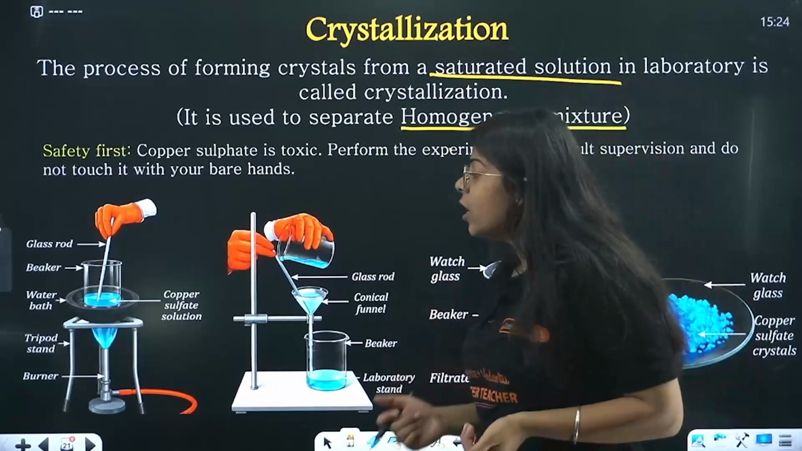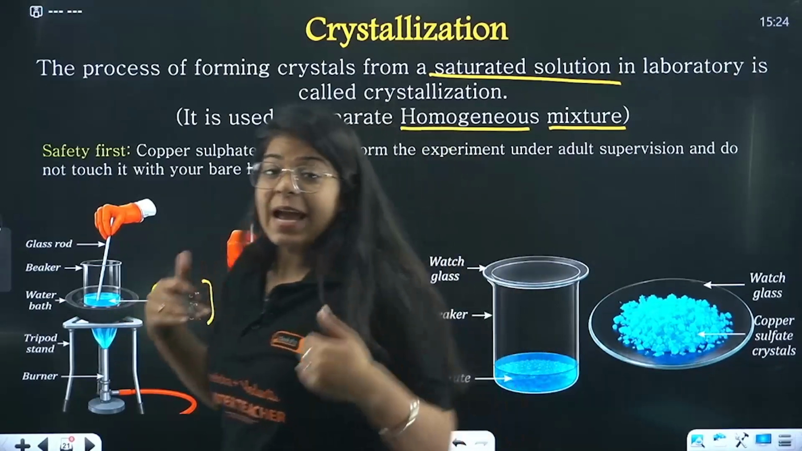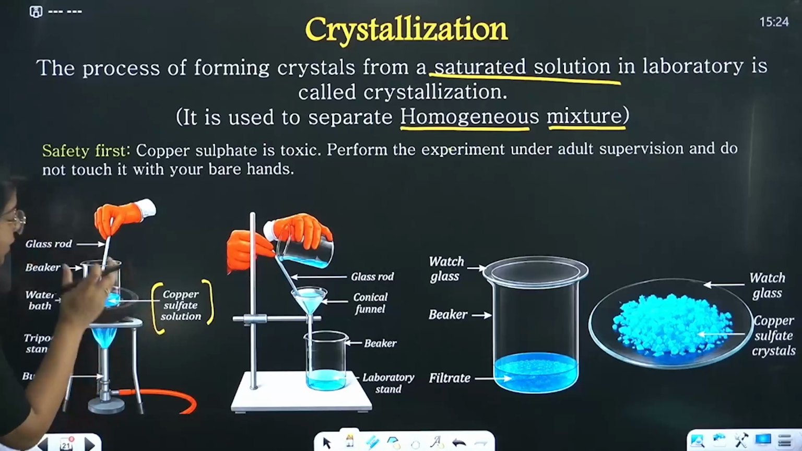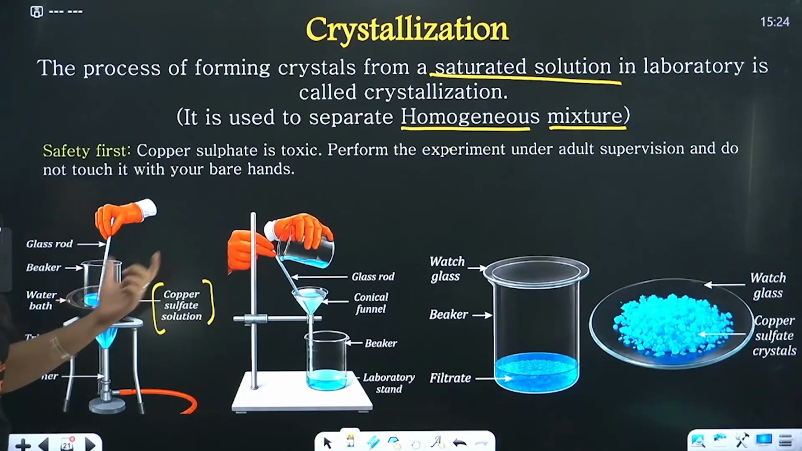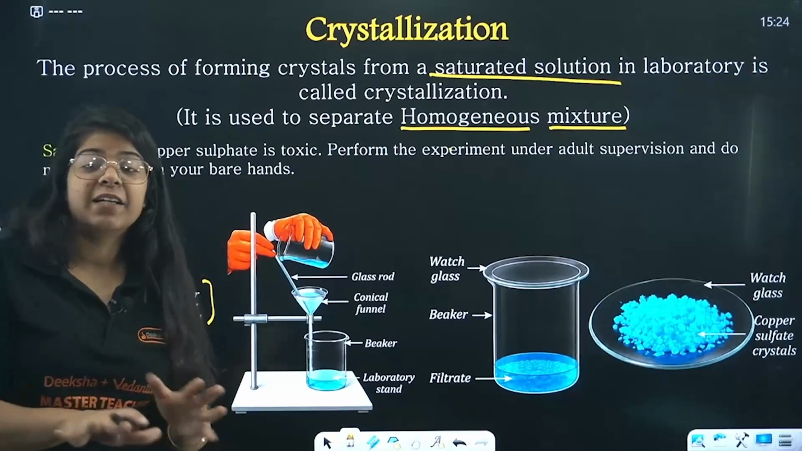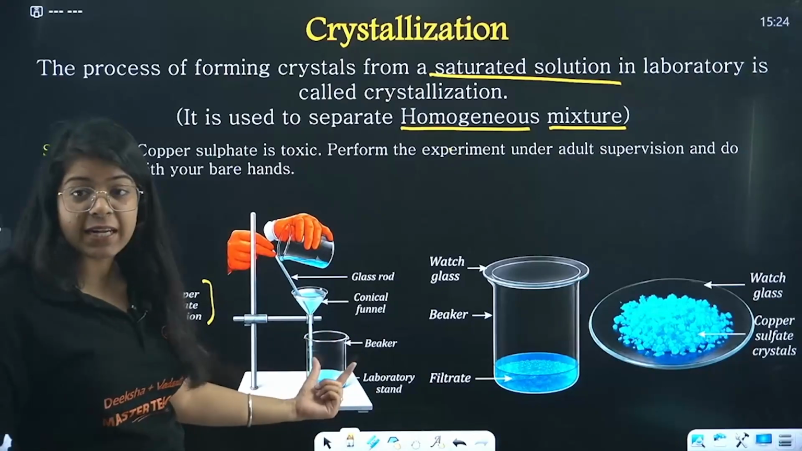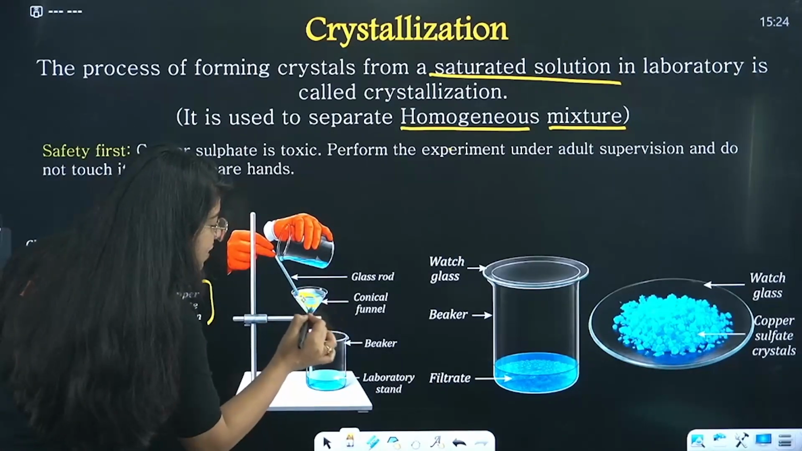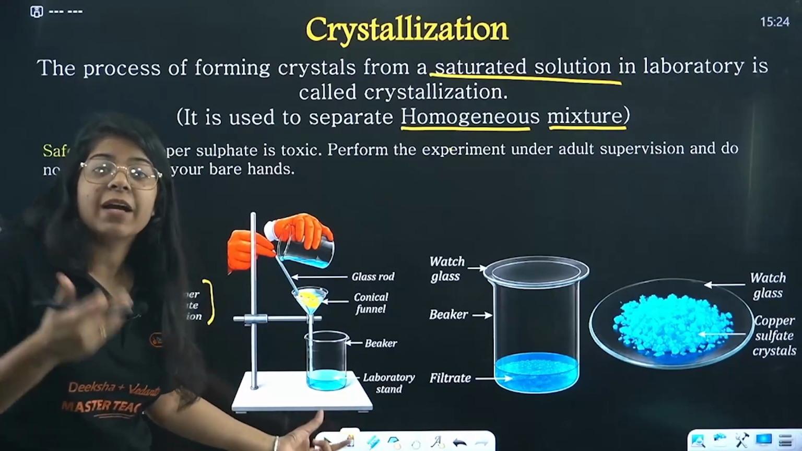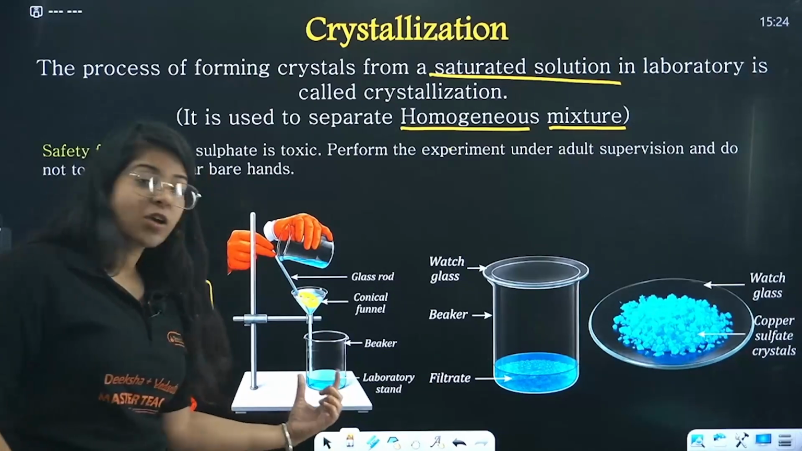What we actually do is take copper sulfate solution and place it in a china dish on a burner, and we make it into a saturated solution. That means no more copper sulfate can be added into this solution. It starts to settle down. Then we filter the solution. All the massive impurities gather on the filter paper, and the filtrate is the pure substance. Because why do we use methods of separation? To purify a substance, to get purity.